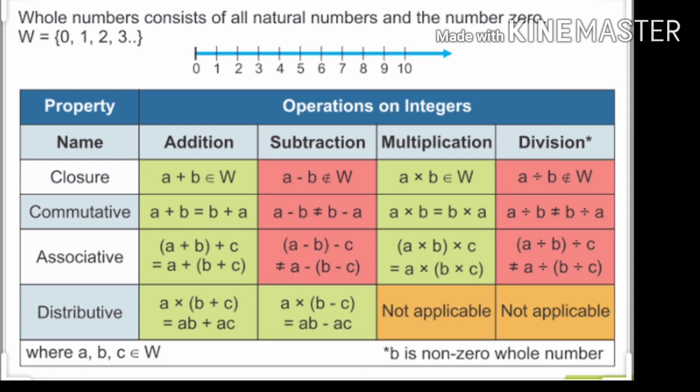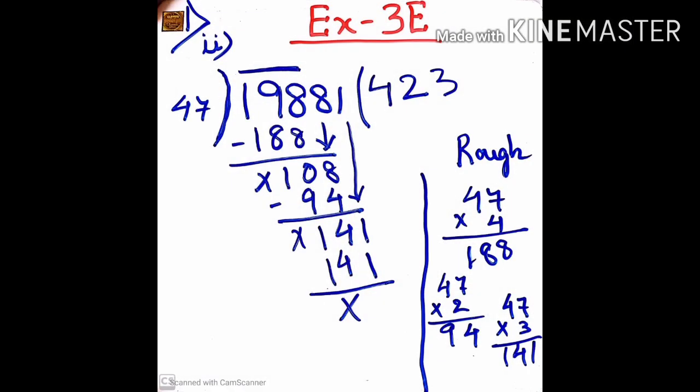Okay, now let's start with exercise 3E. Now question number 1, we have to divide and check our answer by corresponding multiplication. So 19,881 is to be divided by 47. Check here. First 2 digits is 19 and here it is 47. So we will be taking 3 digits. See, I have underlined 198. Now 47 should be multiplied with what?